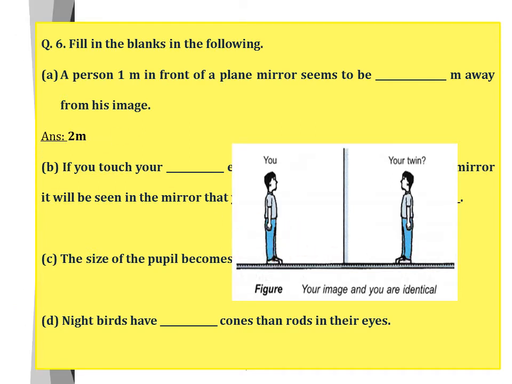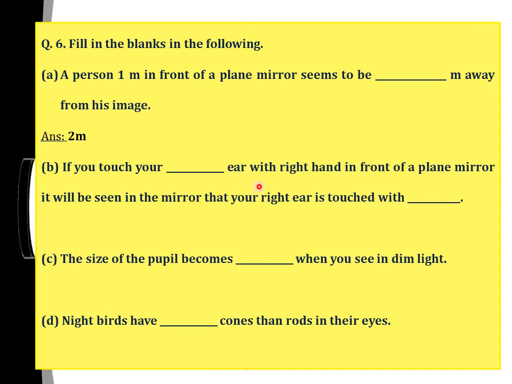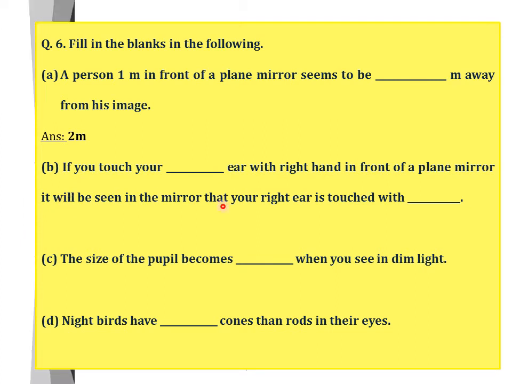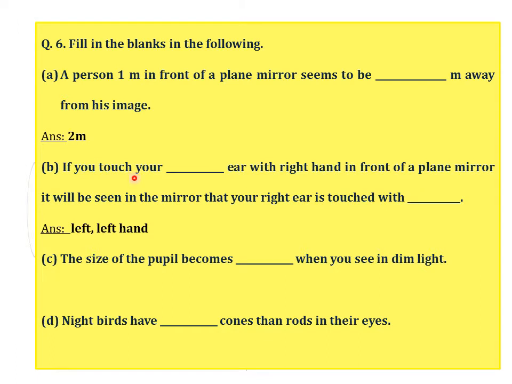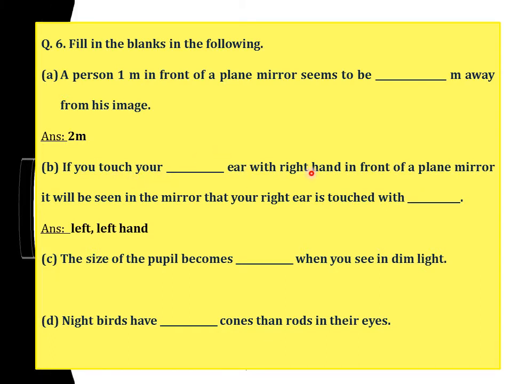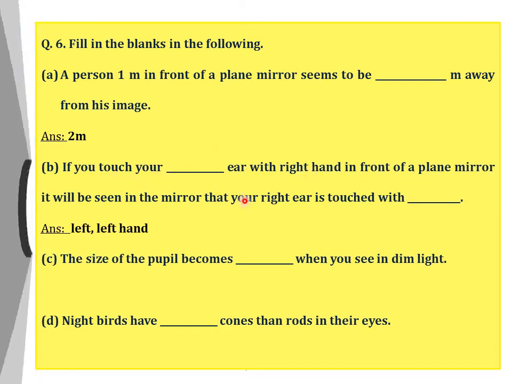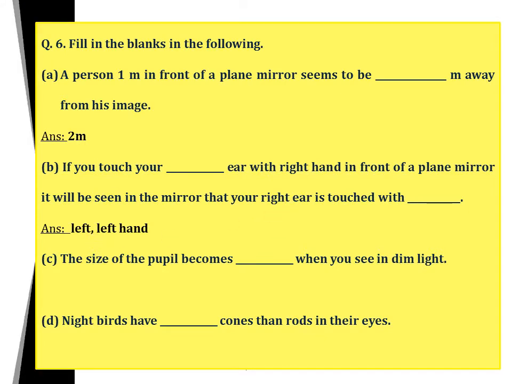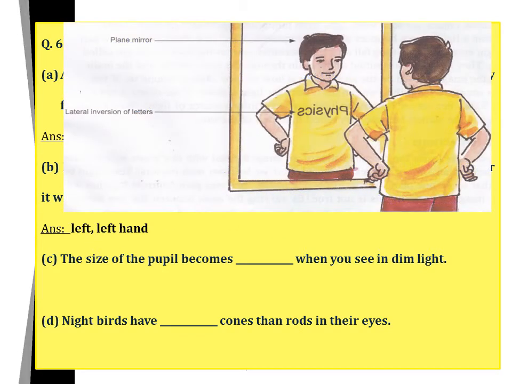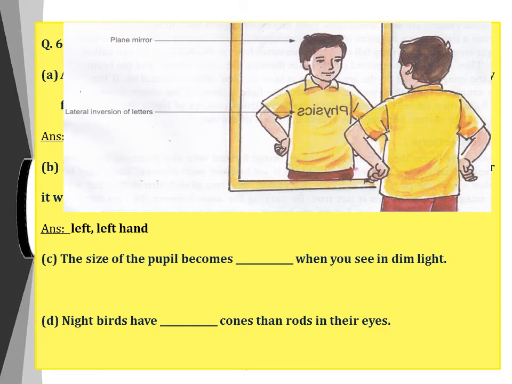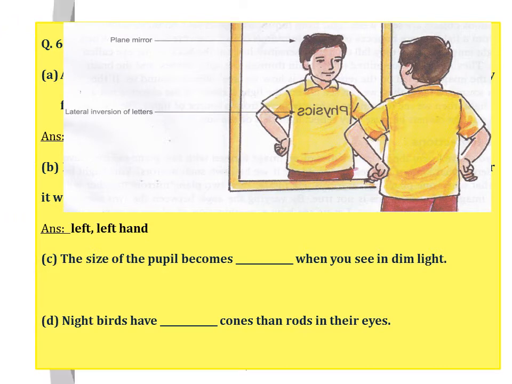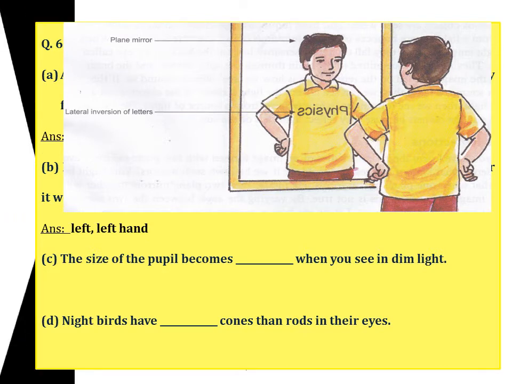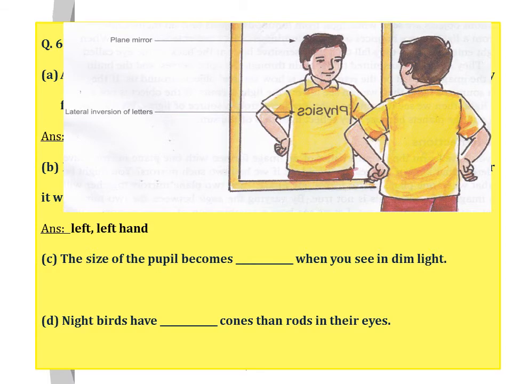Now, if you touch your dash ear with right hand in front of a plane mirror, it will be seen in the mirror that your right ear is touched with your left hand. That is, if you touch your left ear with the right hand in front of the mirror, it will be seen that your right ear is touched with your left hand. What do we call this effect? Lateral inversion. So the image formed by a plane mirror is laterally inverted. It is an effect produced by the mirror in reversing the image from left to right.